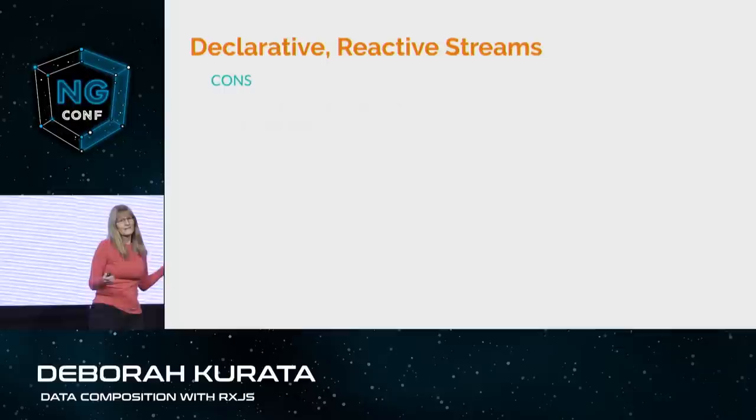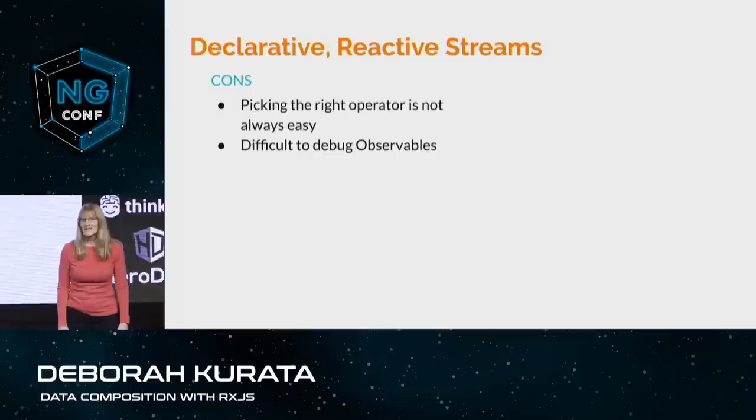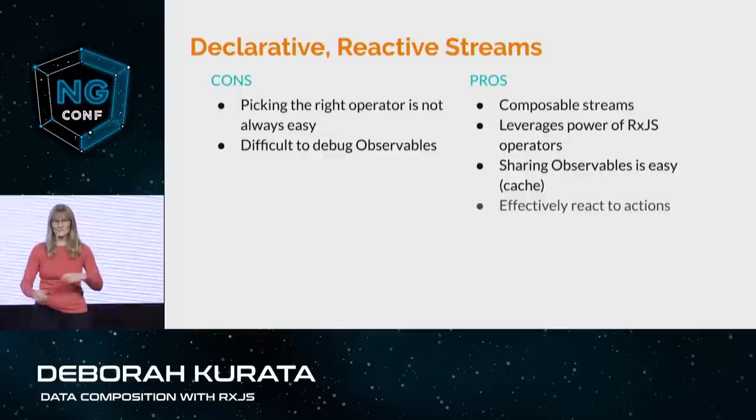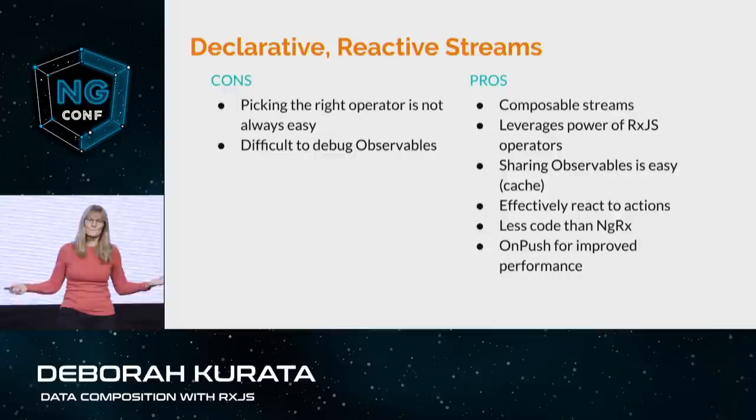OK, just a few cons to know about. Picking the right operator is not always easy. And sometimes it is difficult to debug observables. But look at all of the pros. We've got lots of good things that we can be doing with that. Composable streams, sharing observables relatively easily. And I won't mention the second to the last one here out loud.